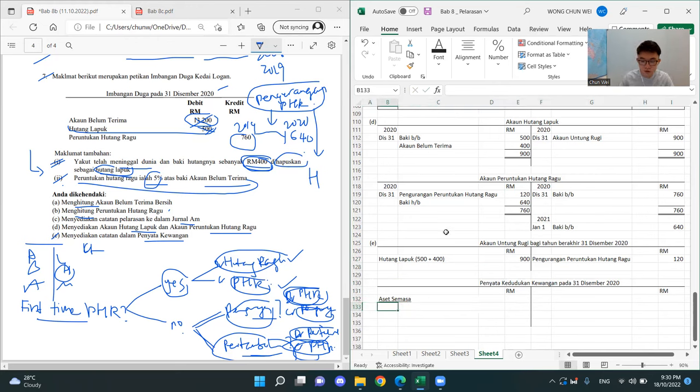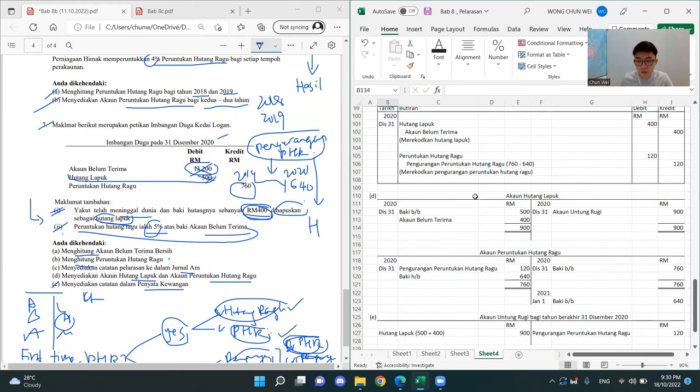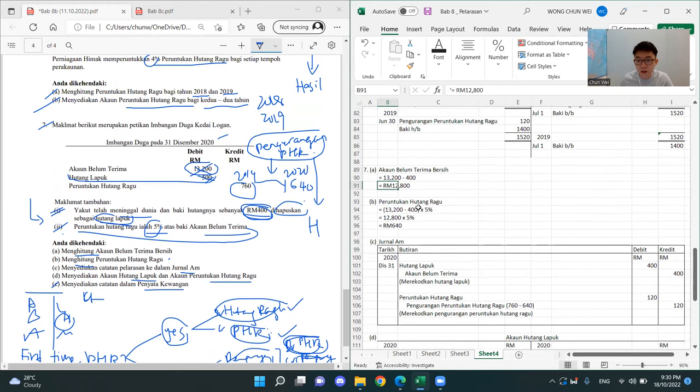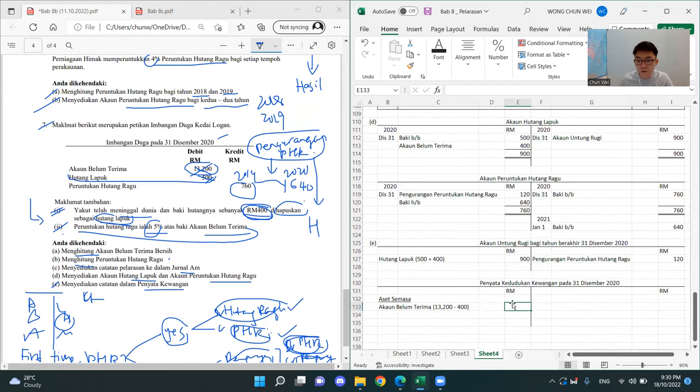So you write your account belum terima. How much is your account belum terima? So your account belum terima is actually 13,200. Okay. Minus of the Hutang Lapuk, which is a 400. Then we get how much? This is the figure that we calculated, the ABT per se, 12,800. So you put here 12,800.